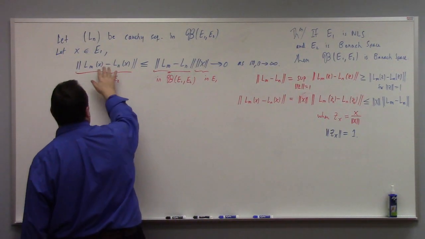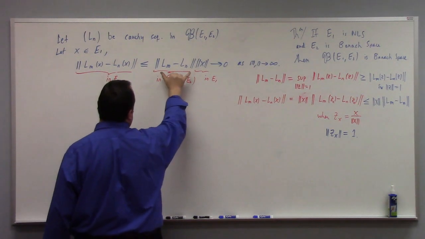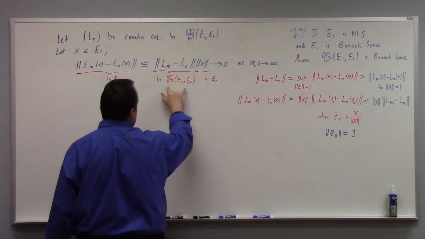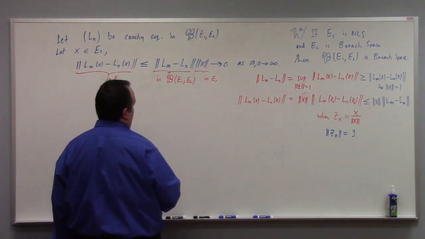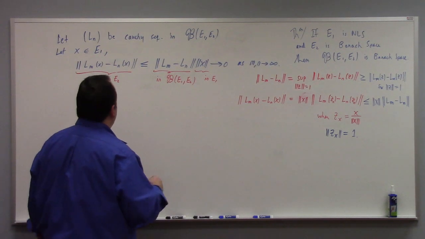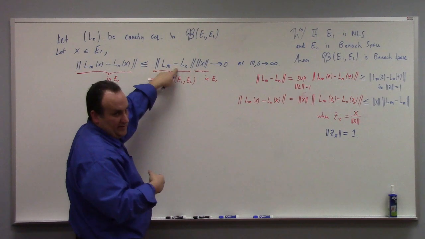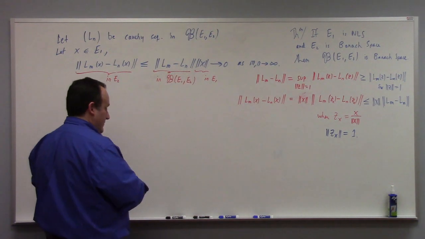We have the norm of these images in E2 is bounded by the length of the difference of the operators in the bounded linear map norm times the norm of the input in E1. And because we're assuming that this is a Cauchy sequence, that is by assumption limiting to 0. Hence, this is limiting to 0. Therefore, what?